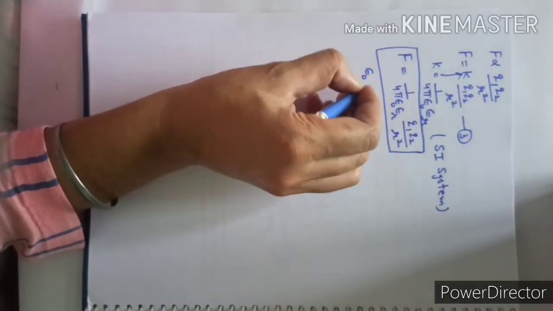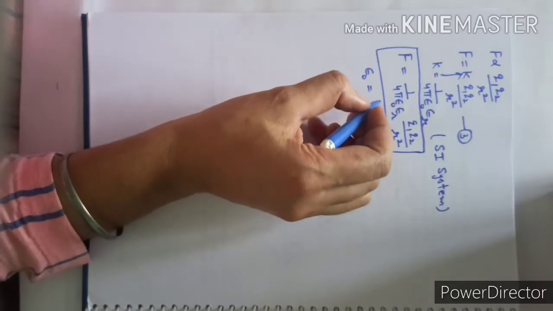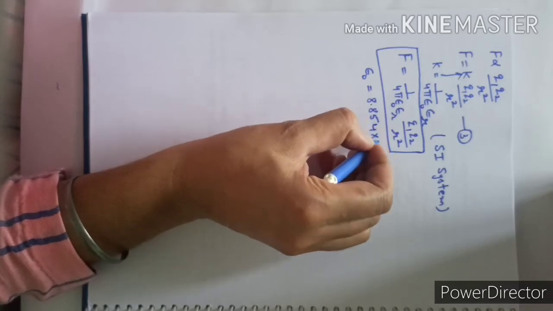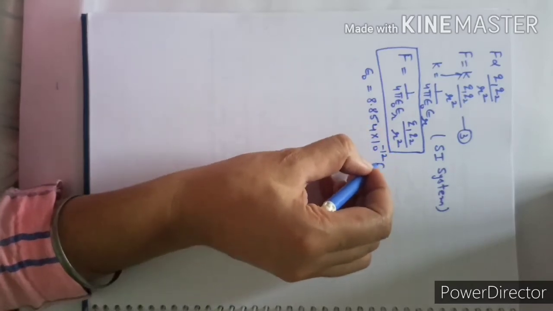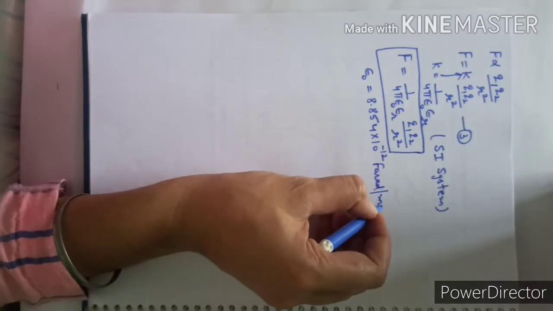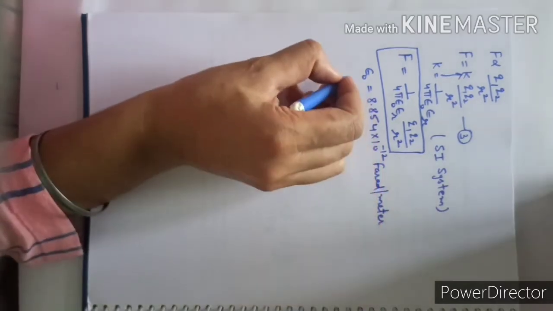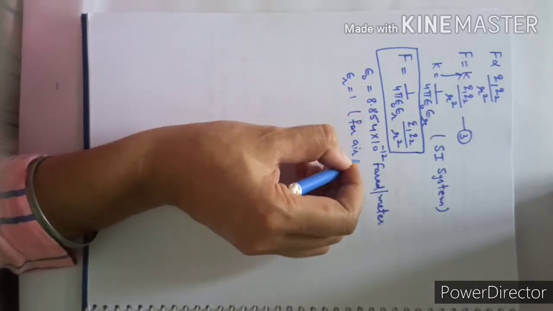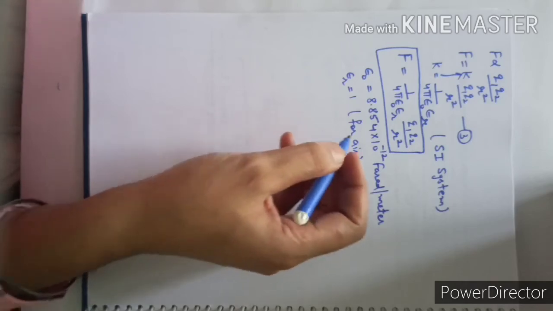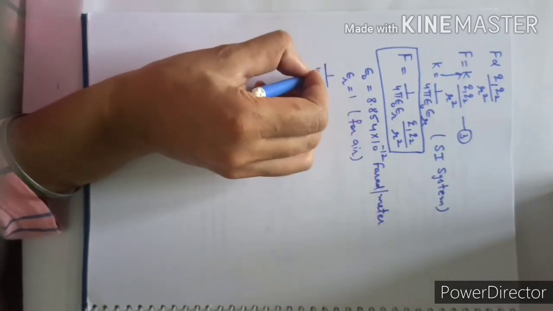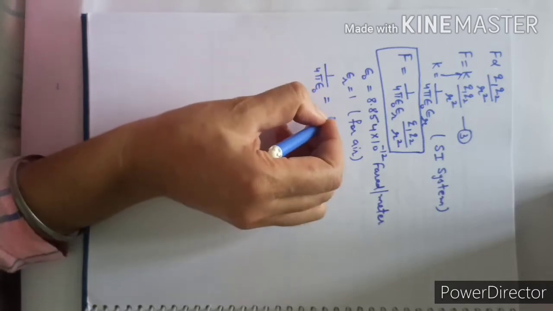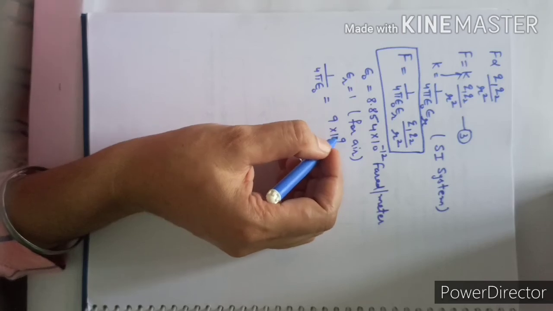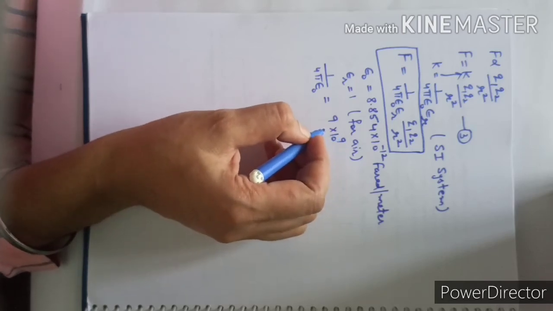This epsilon naught is the permittivity of free space. Epsilon naught is equal to 8.854 into 10 raised to power minus 12 farad per meter, and epsilon r is equal to 1 for air. So the value of 1 by 4 pi epsilon naught is equal to 9 into 10 raised to power 9. So this is the expression for Coulomb's law.